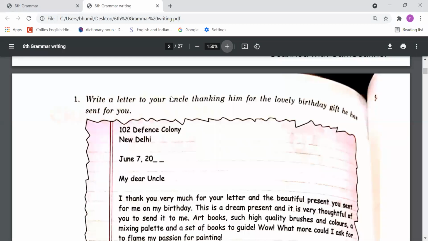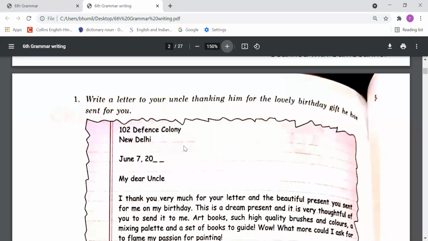Yesterday I told you there are two types of letters. One is formal and the second is informal. Informal letters are those letters which we write to our relatives, our family members, or our friends. So now we are going to study informal letters, right? So let's understand this letter.